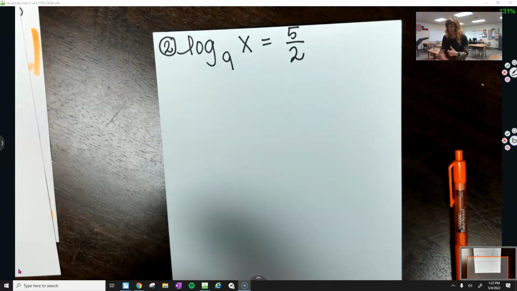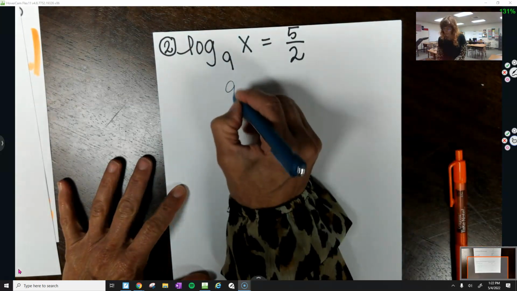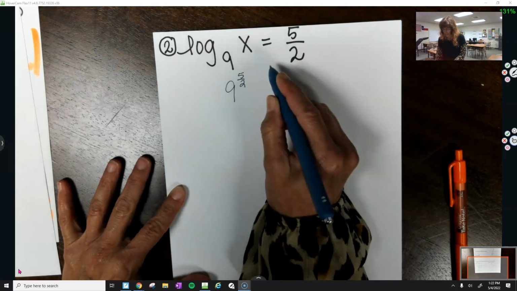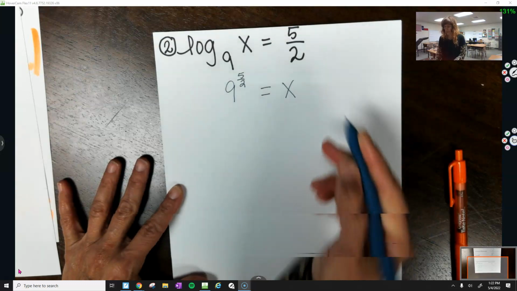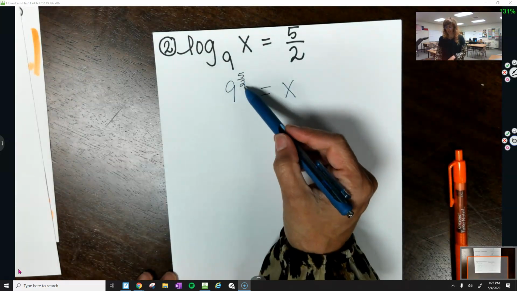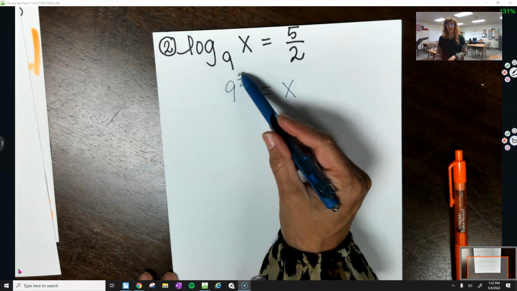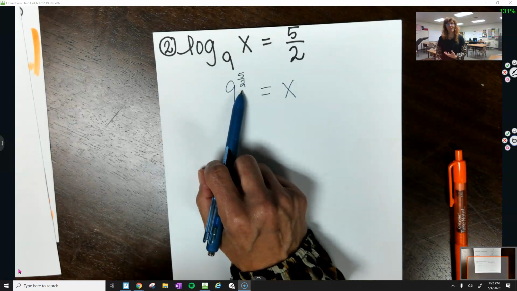All right, for problem number 2, we have another log here. We're going to put this in exponential form. So this is going to be 9 to the 5/2, and it is going to equal x. Now, remember, if I did 9 to the 5th power and try to take the square root of that, that is not going to be an even power. I really want to get rid of this denominator.